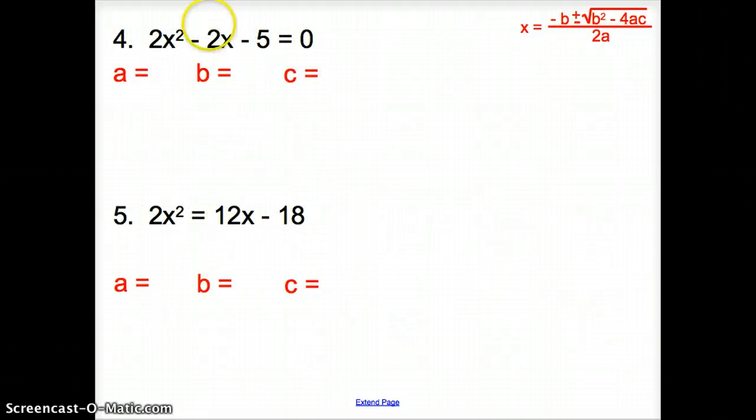Trying another one. Looking at number 4, again, point out your a, b, and c. Here, my a is 2. My b is a negative 2. That's important. A negative 2, and my c is a negative 5. Plugging it in right here.